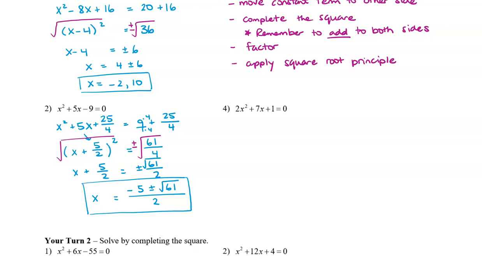All right, the last one here, let's take a look at what to do when there's a coefficient in the very front, in front of the x squared term. So what we actually have to do is get rid of it. And to do that, we're going to divide every term by that coefficient. So we're going to divide by 2, to every term.